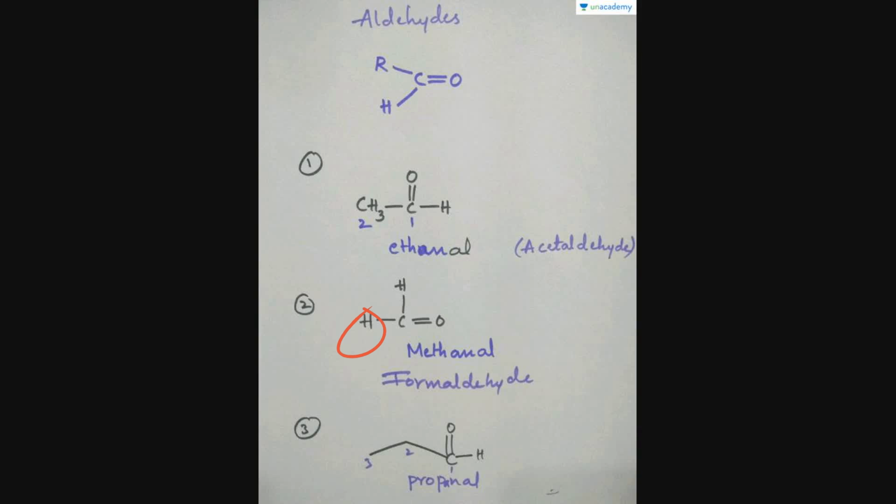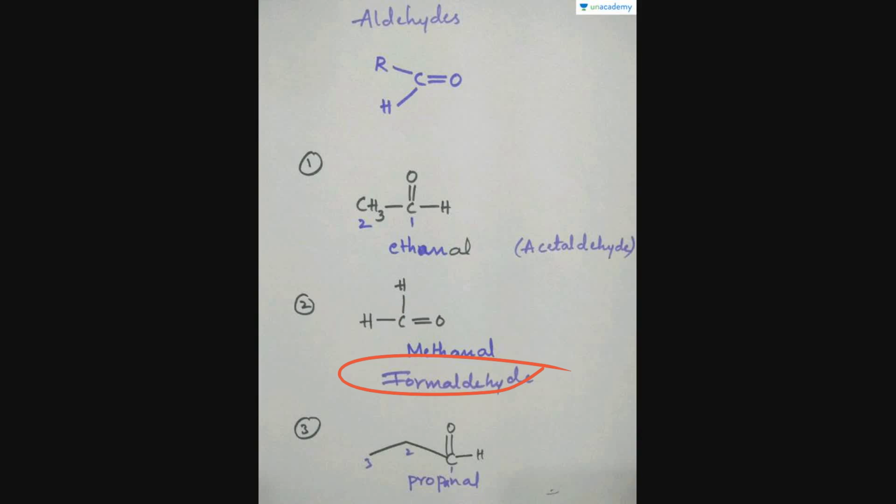Here we have 2 carbons, so the root word is eth, just the way we write alkanes. If you have 2, we write it as ethane. We drop the e and add the suffix al. Because it is an aldehyde, we write it as ethanal, and the common name is acetaldehyde. And here we have 1 carbon, so this becomes methanal, and the common name is formaldehyde.